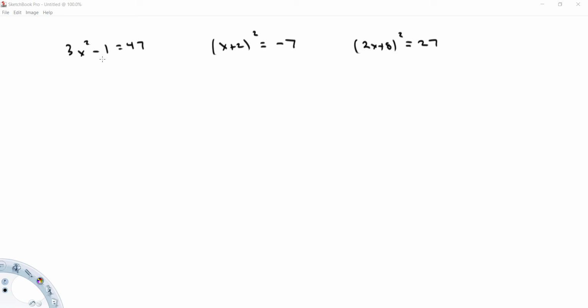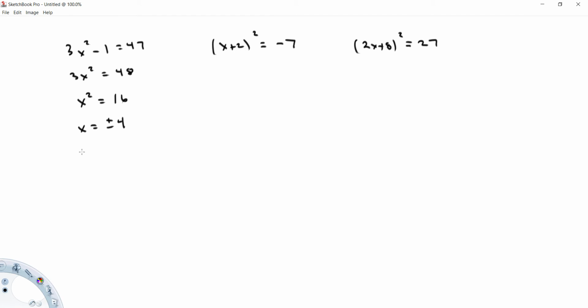The first thing we may want to do here is move this 1 over to the right. The next line is going to read 3x squared equals 48. Let's divide both sides by 3. We're going to have x squared equals 48 thirds, which I believe is 16. And we're going to square root both sides now. We're going to have x equals plus or minus 4. The reason for the minus sign is because negative 4 squared is also equal to 16. So there's our two solutions.